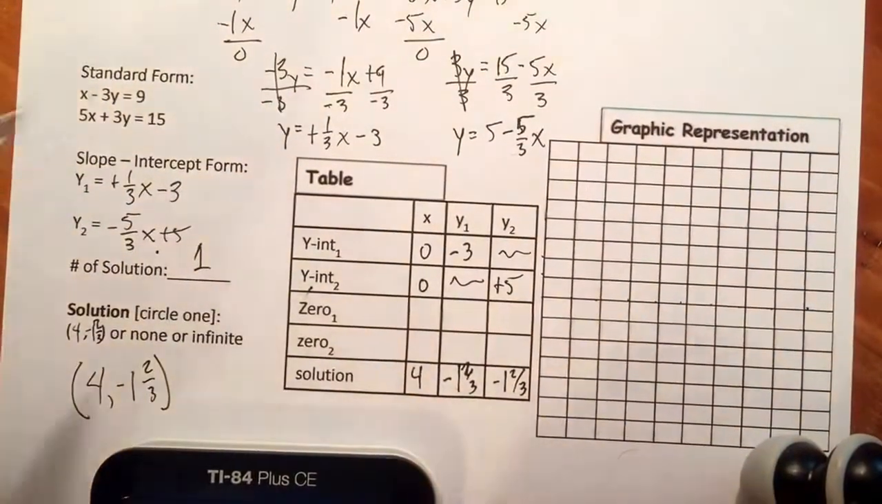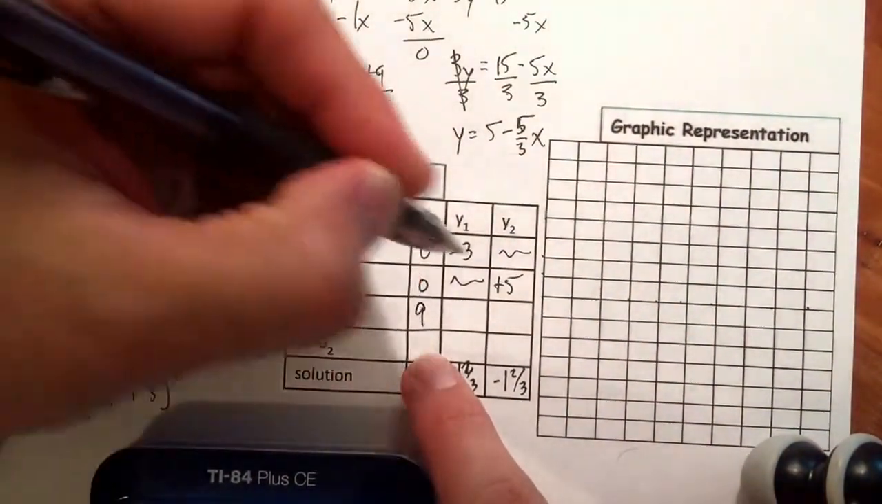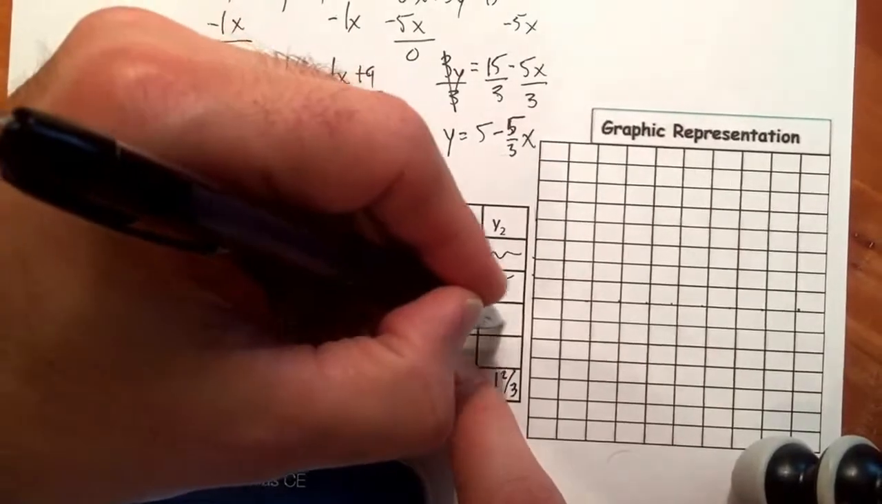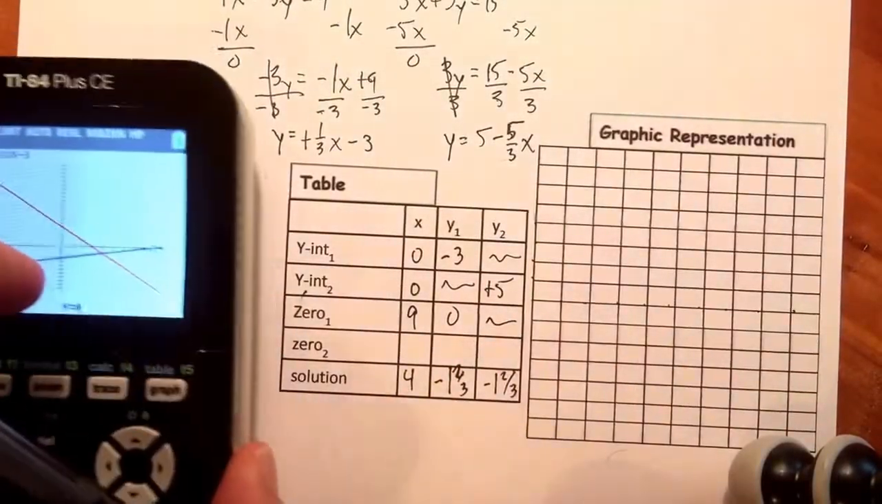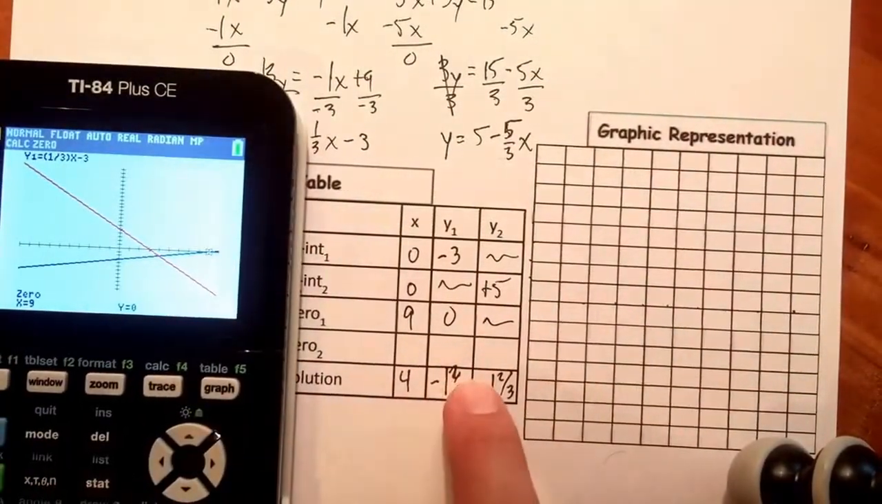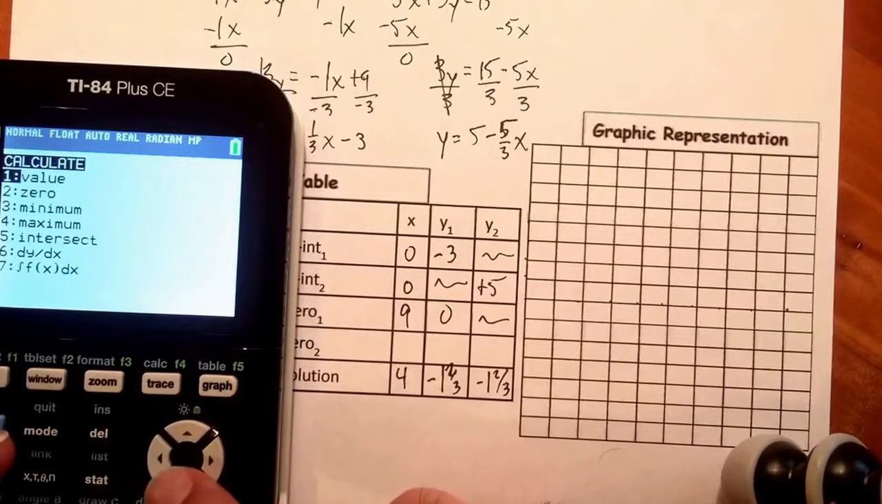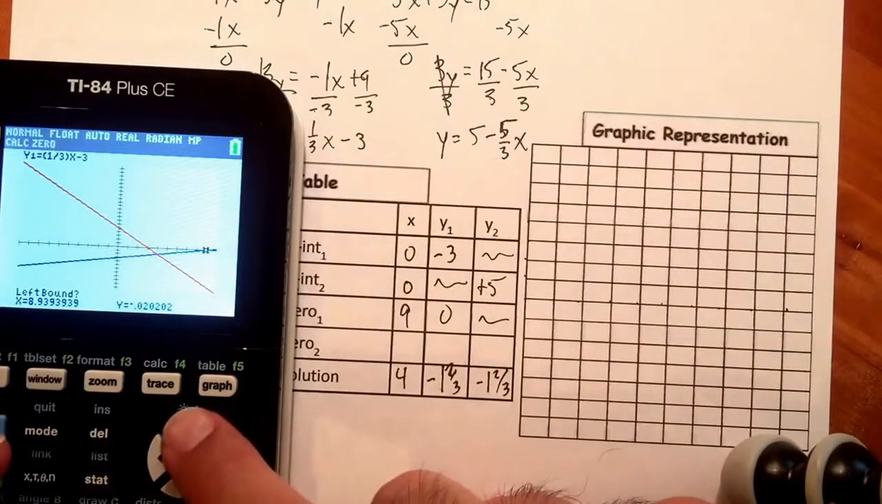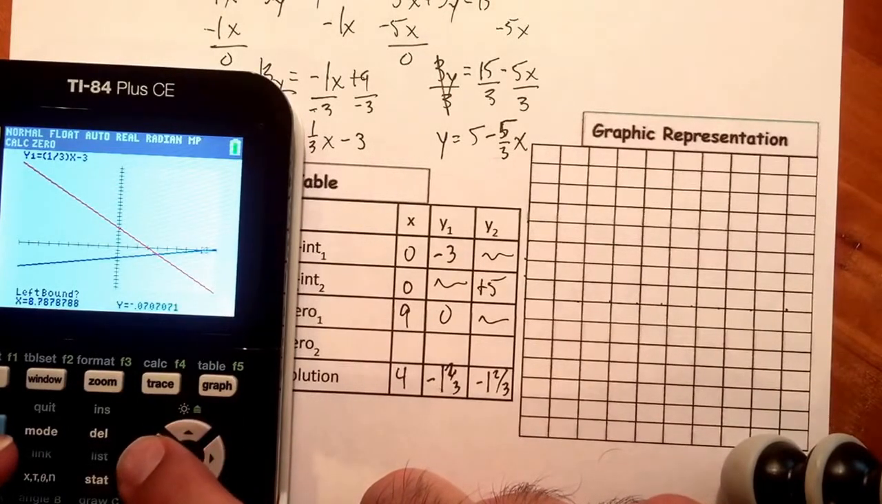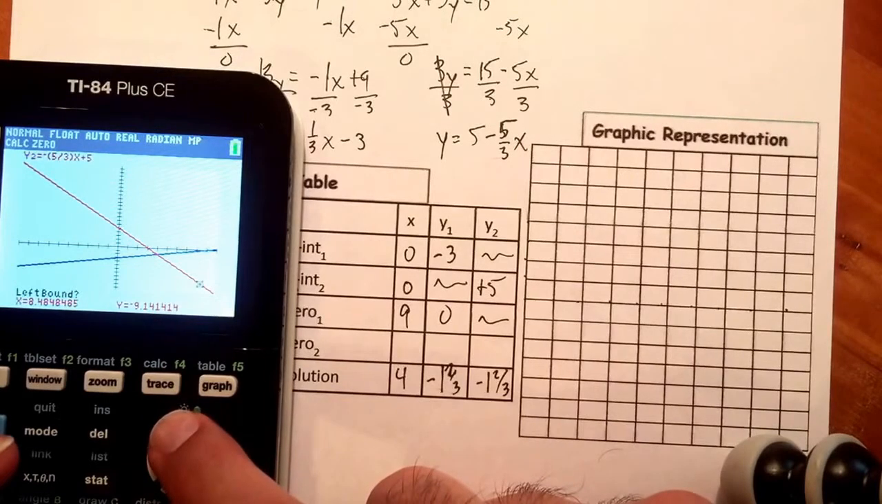So I'm going to write that in. For equation number 1 it was 9, 0. I don't need that blank. Almost done, folks. Then let's look for the zero of the other graph. So we're going to hit second calc, and hit 0. There it is. Now I'm on the second function.